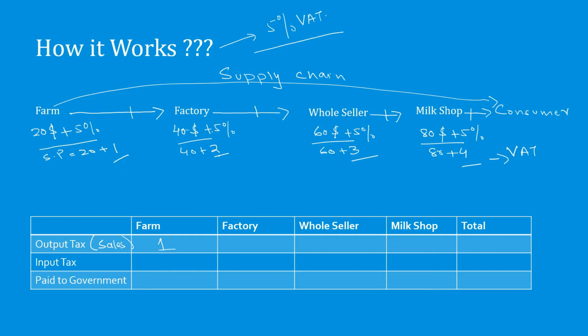$1. How much is the factory charging? $2. How much is the wholesaler charging? $3. How much is the milk shop charging? $4. So the total turns out to be 10.